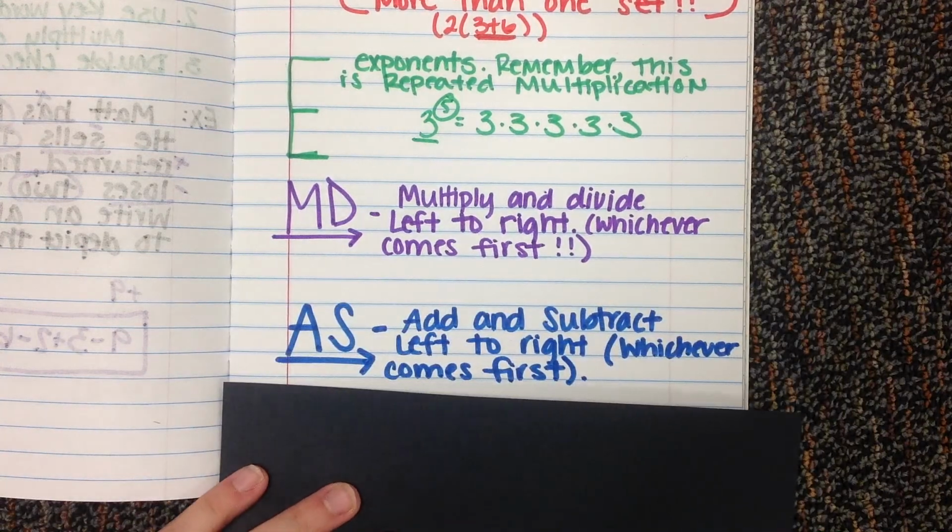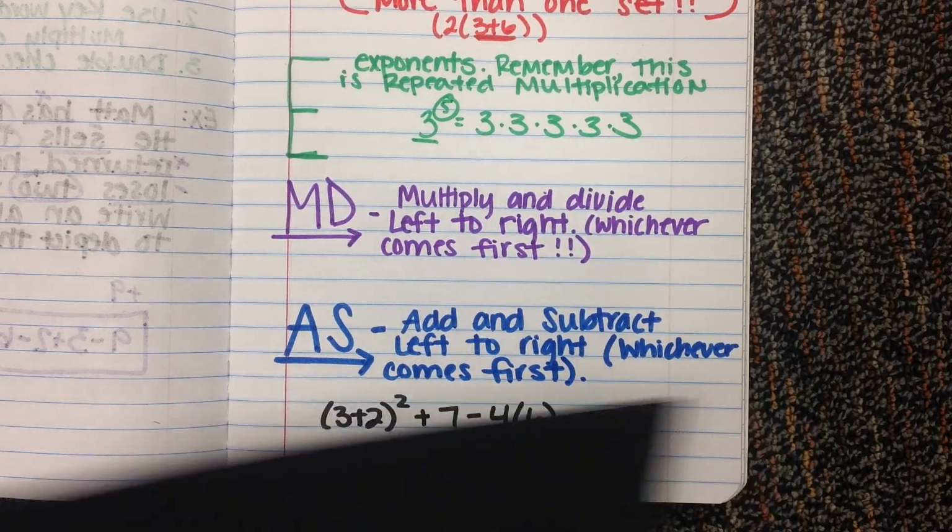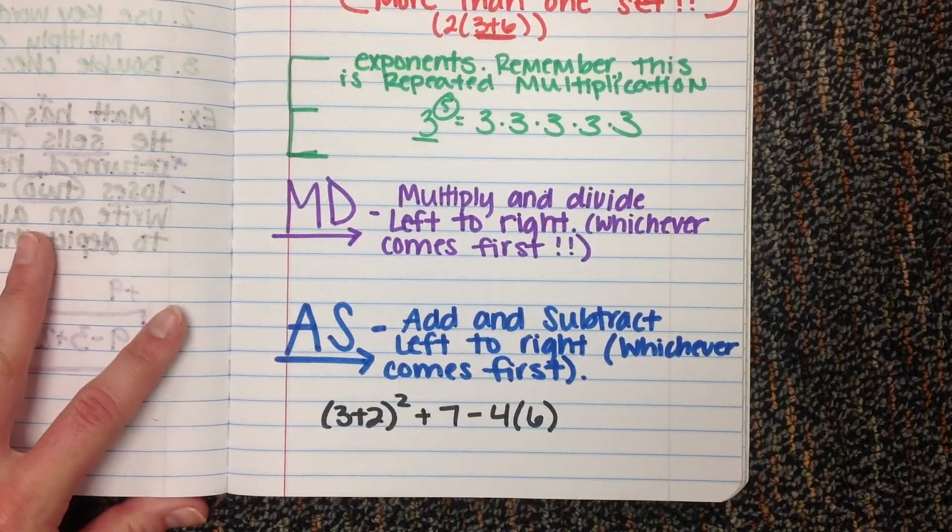And the last step is add and subtract, again, left to right, whichever one comes first. So you're going to be adding and subtracting, all in the same step, taking care of all the rest of it, left to right, just like you're reading a book. The order does matter there. If you do it in the wrong order, it's going to get you all messed up. Okay, so after you've got all of that copied, let's look at an example.